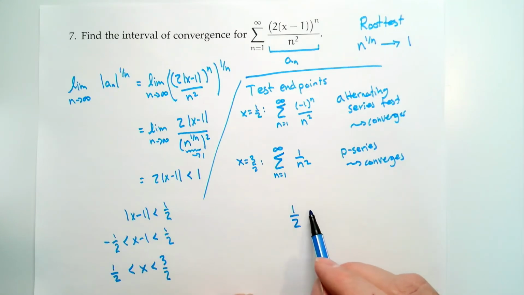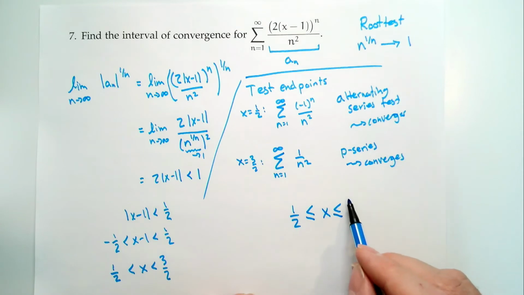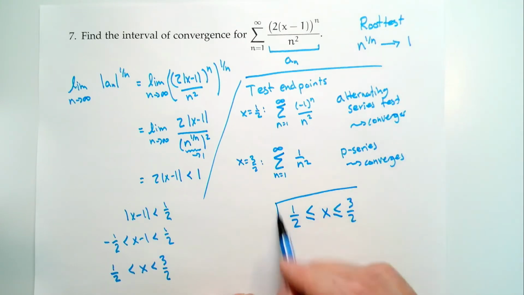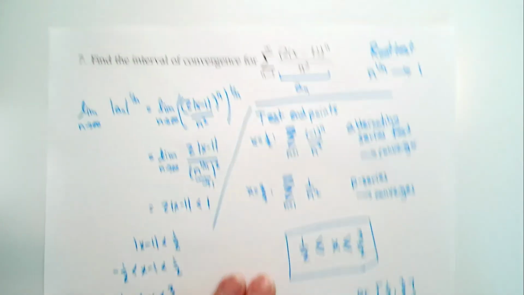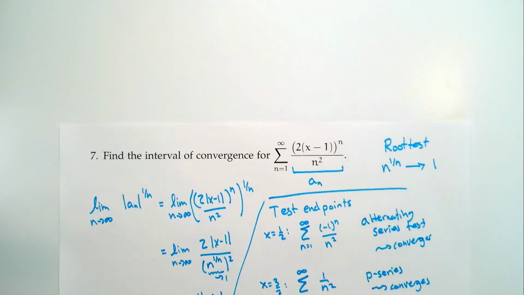So our final answer is 1 half less than or equal to x, less than or equal to 3 halves, because we want to toss in our other endpoints. And that is our interval of convergence. You could, if you like the notation, use 1 half comma 3 halves as well. That's perfectly fine. No worries. All right, good.